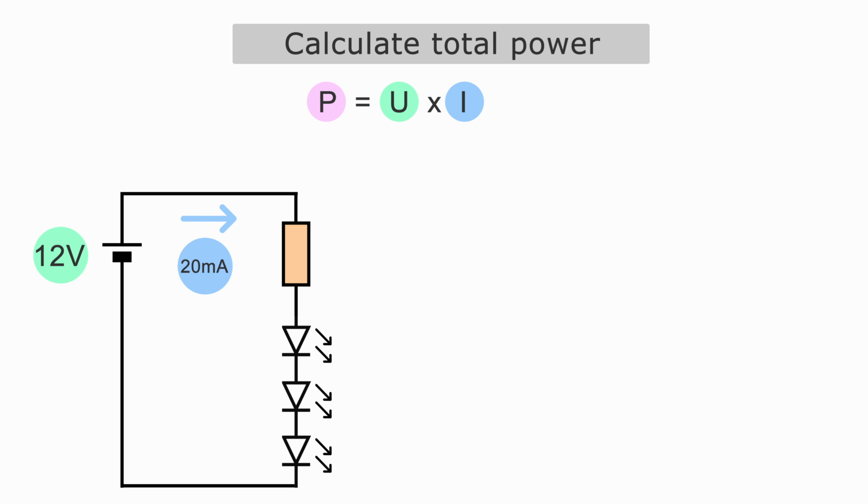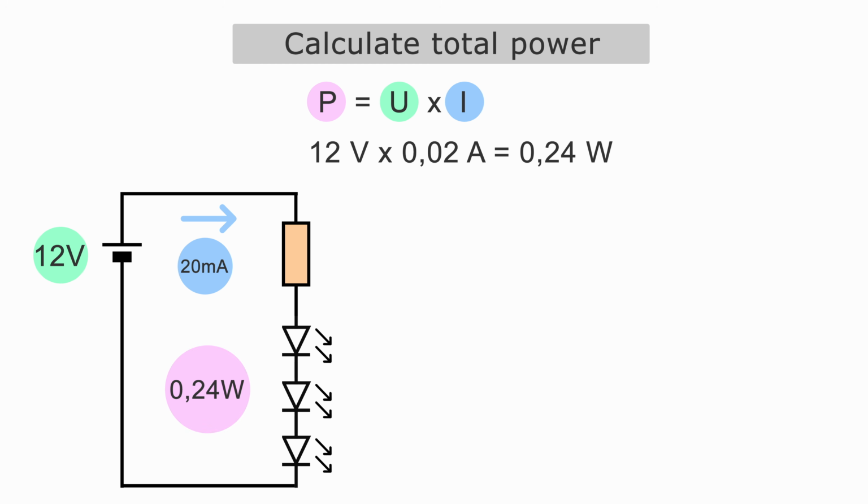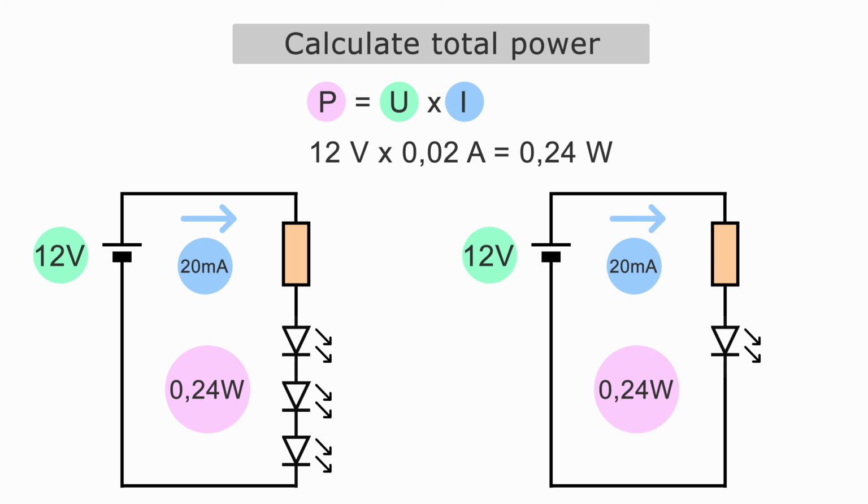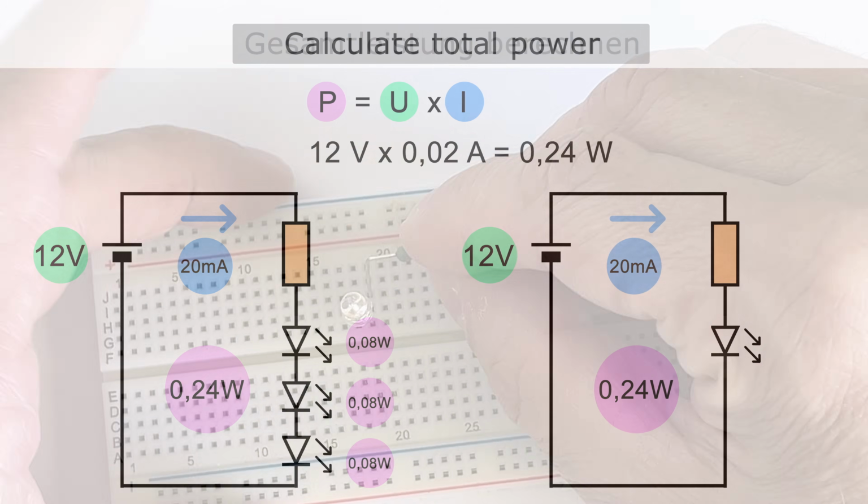P equals U times I. 12 volts times 0.02 amperes equals 0.24 watts. This consumption is the same for both circuits. However, we are operating 3 LEDs in series. Therefore, we only use 1/3 of the power per LED, that is 0.08 watts per LED.